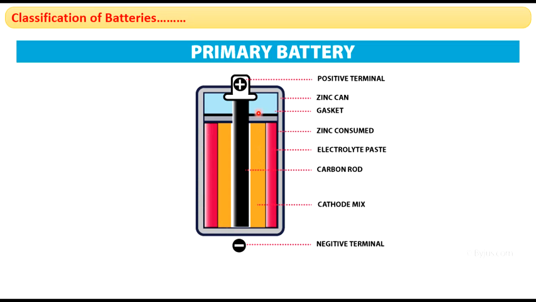It contains a positive terminal here and a negative terminal here. Then in the middle we have a carbon rod. The outer container is the zinc can, made up of zinc. Then we have a gasket here to keep the carbon rod in position, and we have electrolytic paste. Then the cathodic mixture is also there. So this is a primary battery, and it cannot be recharged.